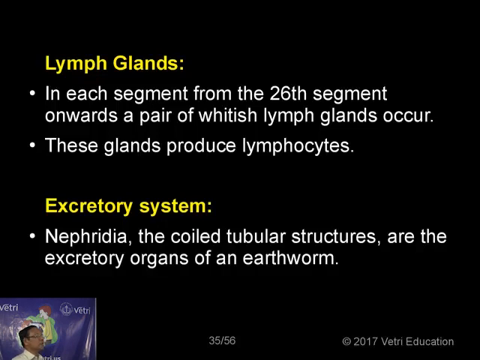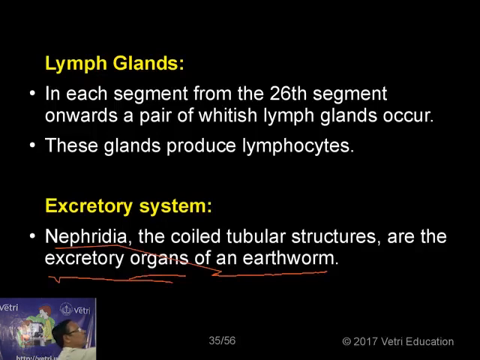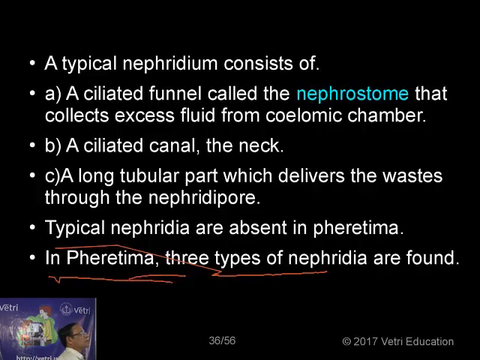So excretion is mainly effected by coiled tubular structures called nephridia. So nephridia, the organs of excretion in earthworm. They are simply coiled tubular structures. Now, what is the nature of nephridia? What is the structure of a typical nephridium? And what are the types of nephridia found in earthworm?